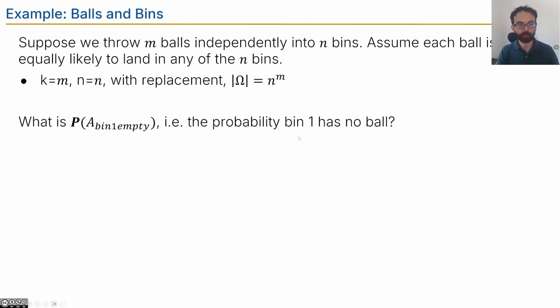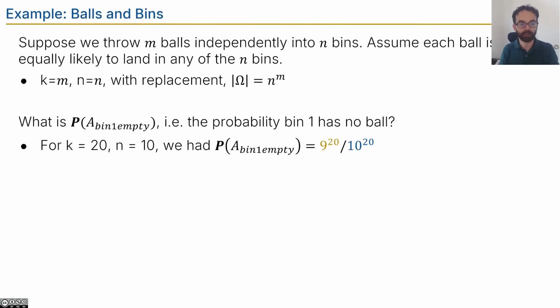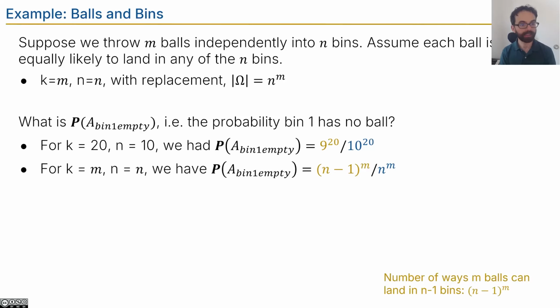All right. So question, what's the probability that bin 1 has no ball? Well, we can do this by direct analogy to before. So for the k equals 20, n equals 10 case, we just said it was 9 to the 20th over 10 to the 20th. So if k is some arbitrary constant m, and n is some arbitrary constant n, then we just have the same idea. We have n minus 1 to the m. That's the number of ways that m balls can land in n minus 1 bins, because we're basically imagining a slightly smaller problem where there's one less bin. And we're just dividing the size of that problem for n minus 1 bins by the size of the problem for n. So we end up with n minus 1 to the m over n to the m.